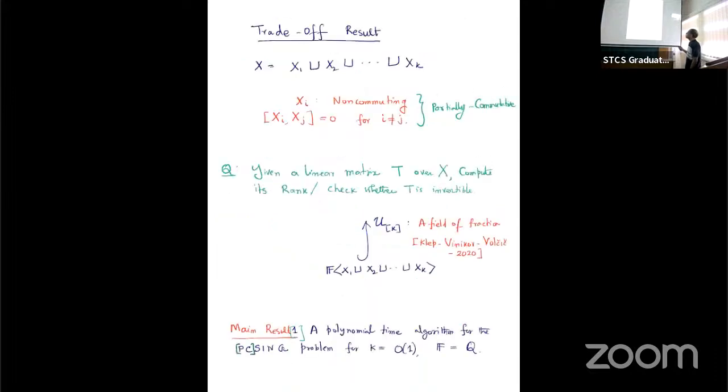Okay. So now let's come back to the main point of this talk. So this is the trade-off result. Now you have a set of variables x1 to xk, where every xi is a set of non-commuting variables, which I call the buckets, and across two buckets they commute. So that's what I call a partially commutative model. And your problem is the same. Given a linear matrix over such a variable set, can you check whether T is invertible?